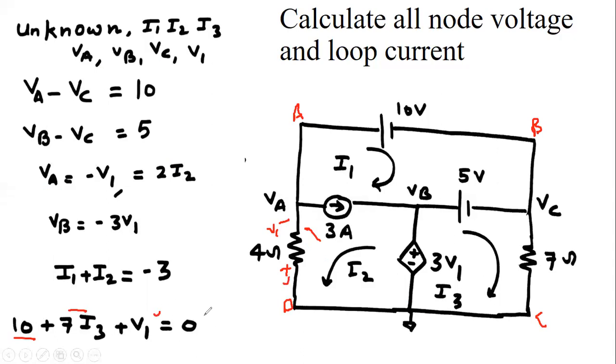So now we have a total number of 7 equations for 7 unknown variables. By solving these one by one, we get all the values of node voltage and the loop current and the value of V1.